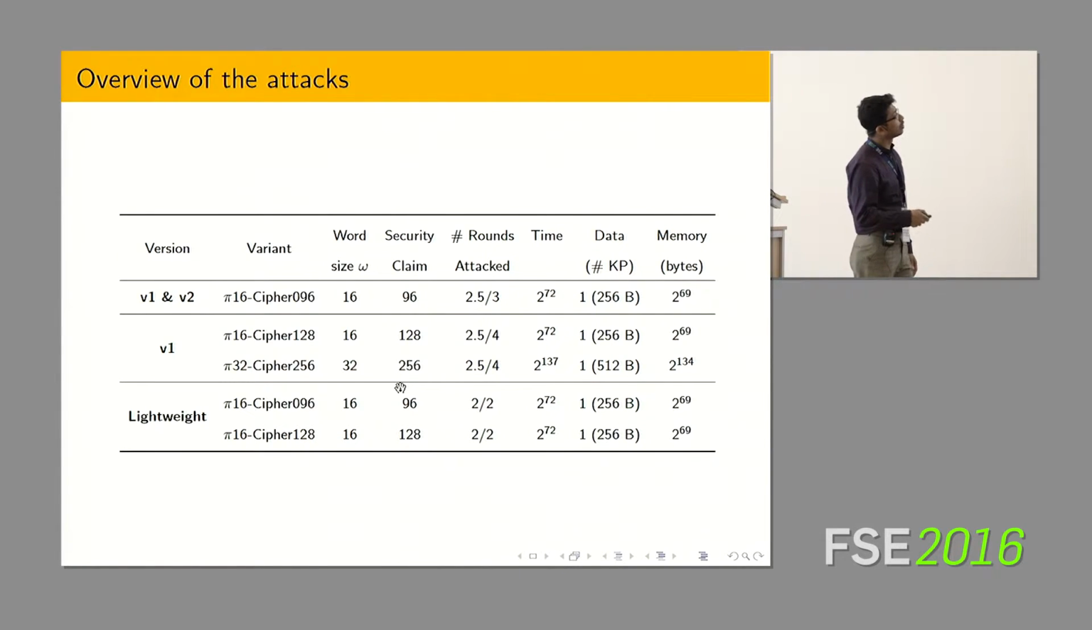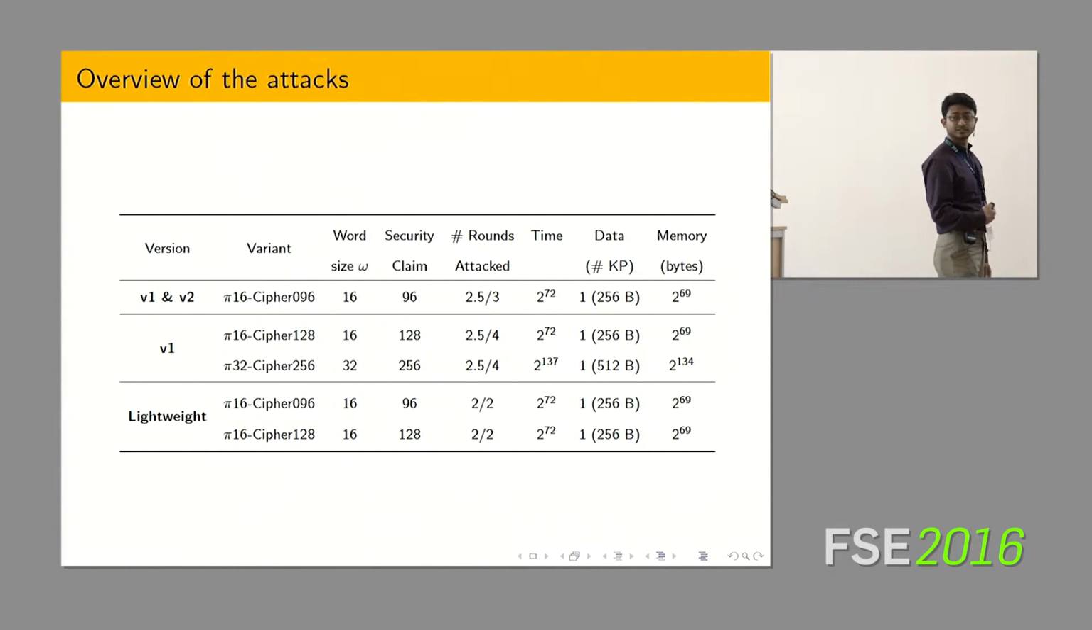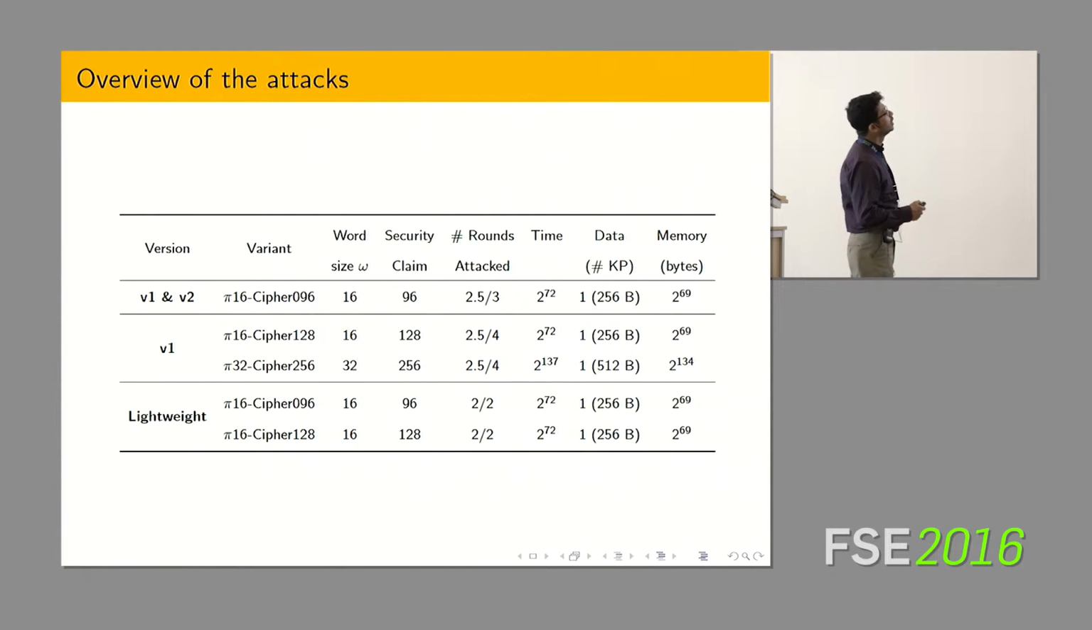Now we can look at all the results that we get plugging in all these values. So these are the variants for which we can violate the security claim. So for this security claim, for example, version 1 and version 2, the Cipher 96, which is the current candidate in the Cipher competition, we are able to attack 2.5 out of 3 rounds. And the security claim was 96 bits, and we have been able to recover with 2 to the power 72 time and 2 to the power 69 memory.